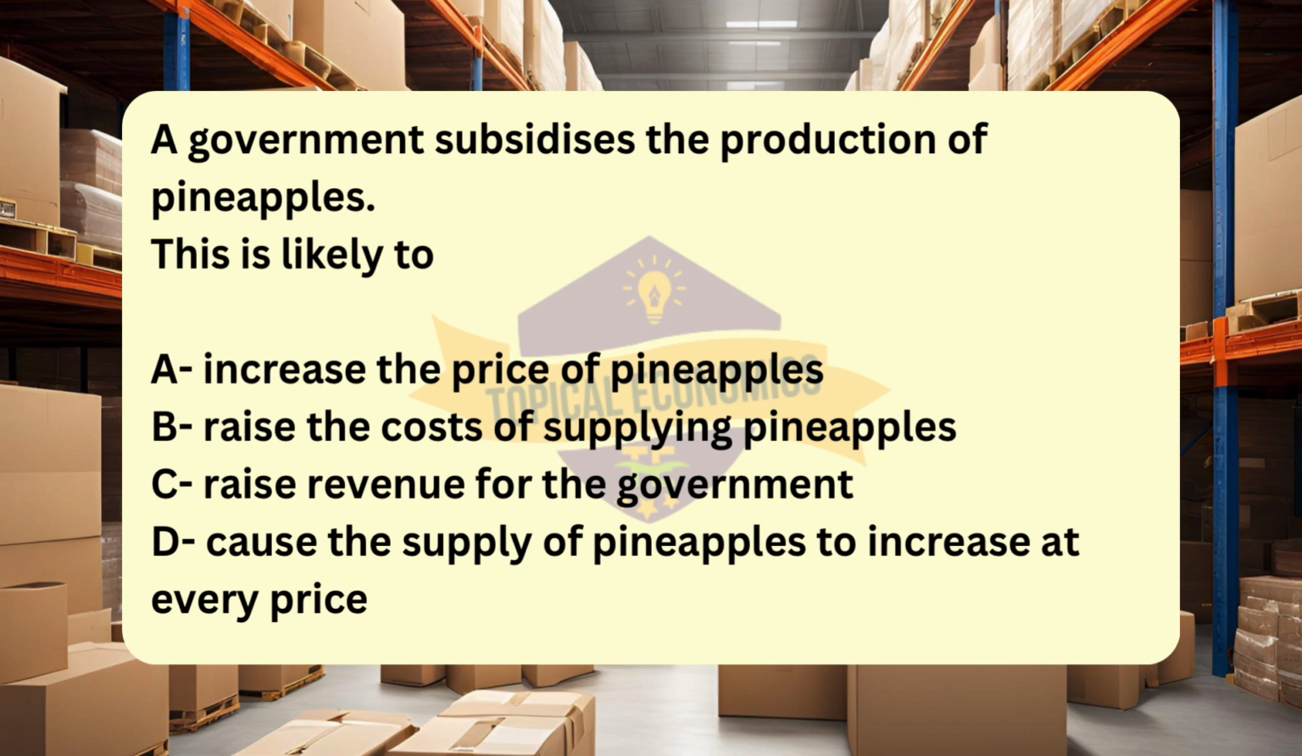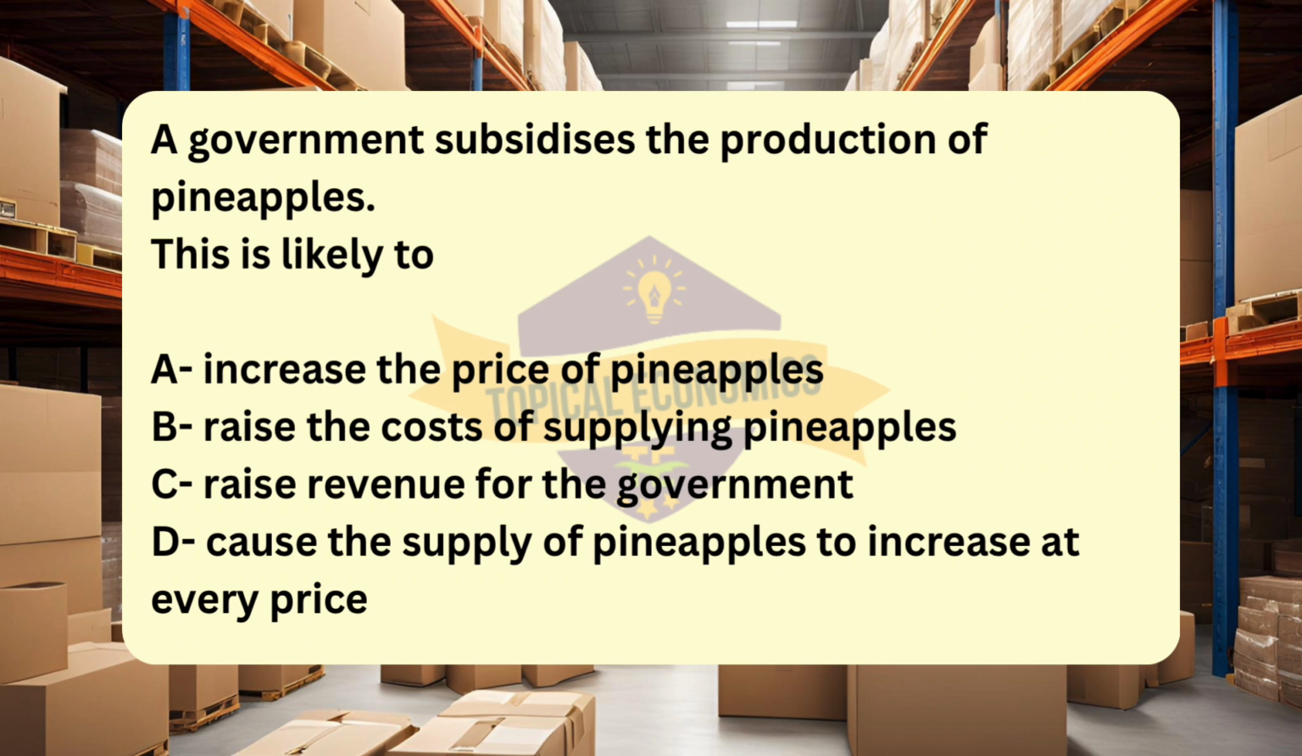Analyzing the other options. Option A, increase the price of pineapples. A subsidy typically leads to an increase in supply, which would tend to lower prices, not increase them, assuming demand remains constant. More supply generally pushes the price down, rather than increasing it. Next, option B, raise the costs of supplying pineapples. A subsidy reduces the cost of supplying pineapples for producers, not raises it. It lowers the financial burden on producers, enabling them to produce more at a lower cost.